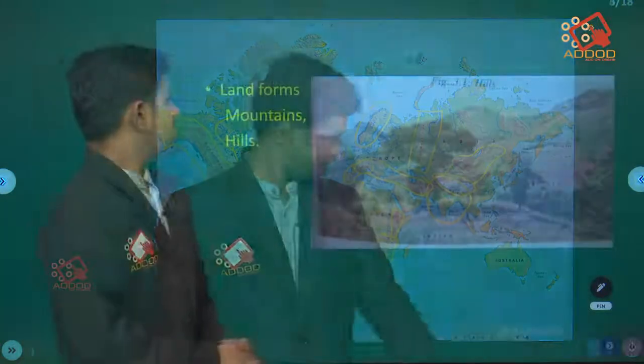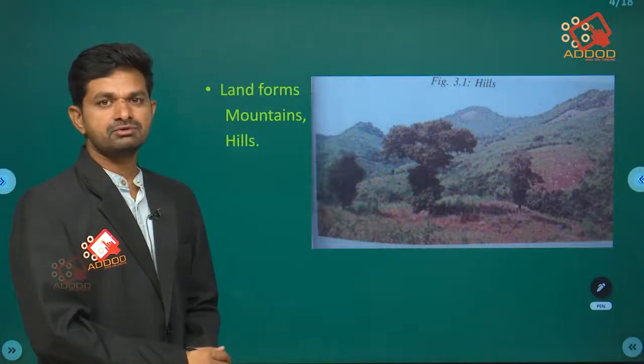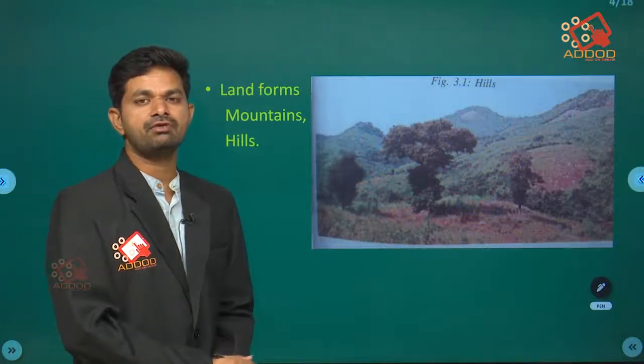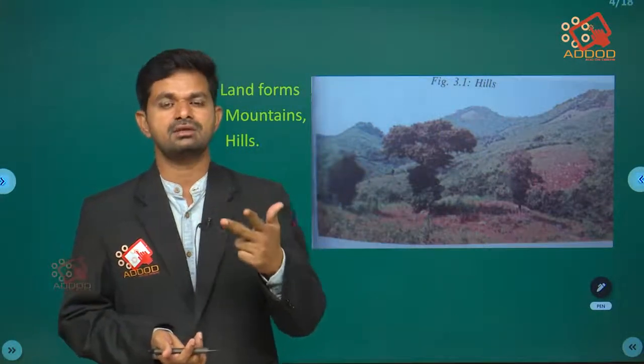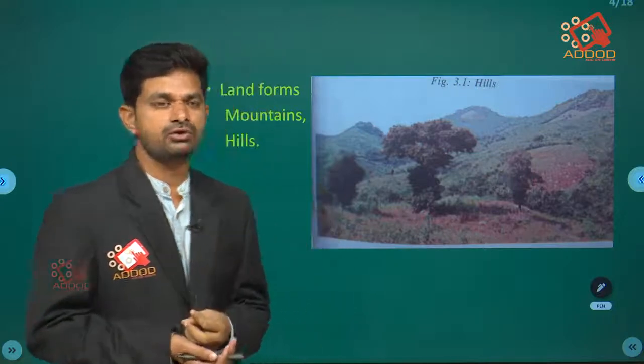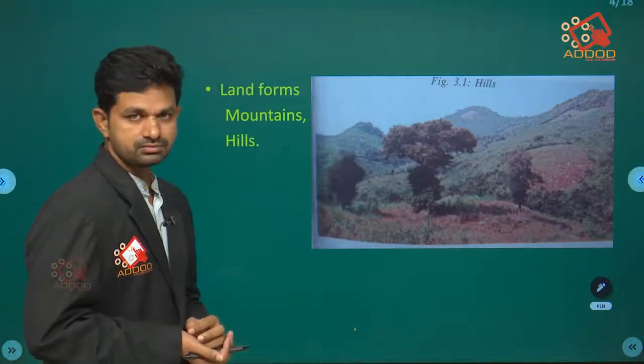Now we will be discussing the different plateaus and the different mountain ranges that we have in our country. Now, what are the different landforms we have? We are going to discuss landforms of three kinds: hills, plateaus and plains. These are the three landforms that we are going to discuss in our lesson now.